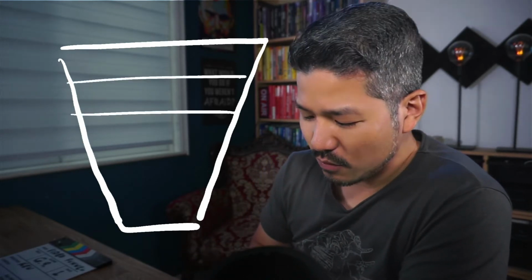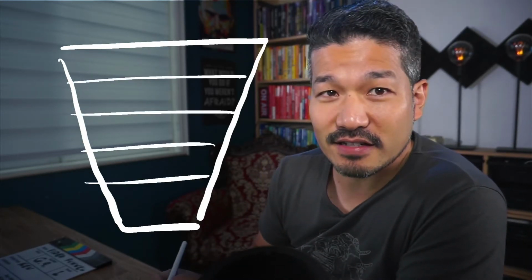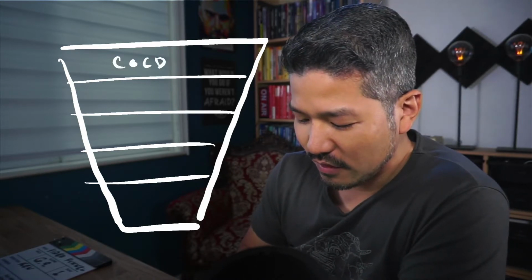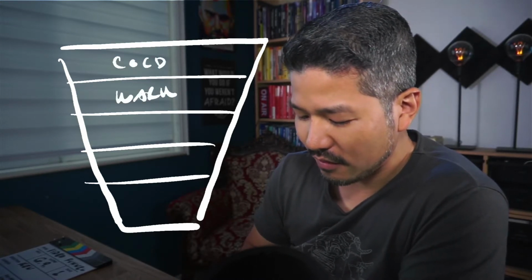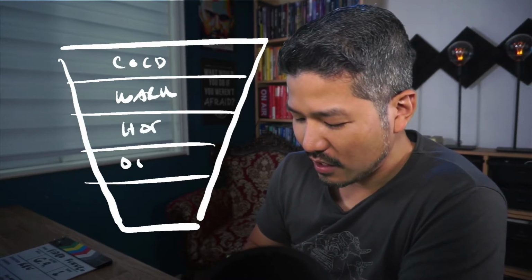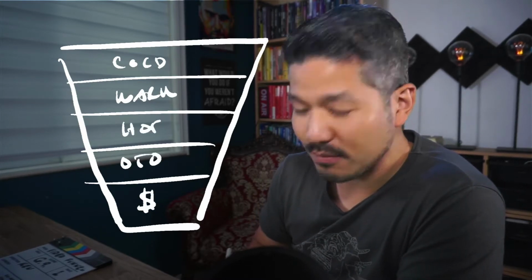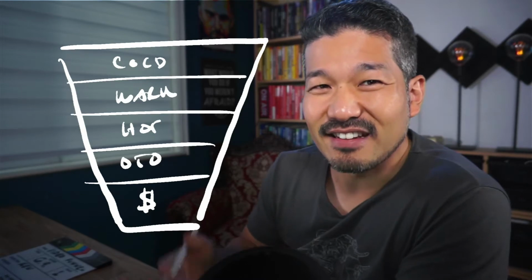Everybody's probably seen some version of this funnel model, right? Basically it's just an inverted triangle, but the video funnel is different than most other funnels. And here's the difference. Most marketers will draw the funnel like this and say there's all these different steps, right? You got your cold audience, you got your warm, you got your hot, you got your one-time offer, you got finally the money at the end. This is basically the idea of a funnel.